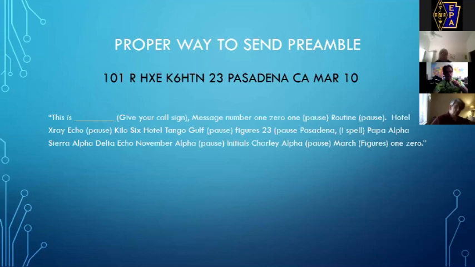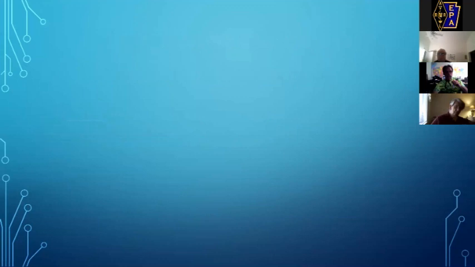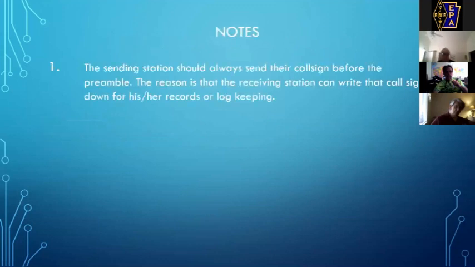Do it slow. Remember, the receiving station has to write down everything that you say. So you don't want to put anything extra in there, just exactly what's on the form. The sending station should always send their call sign before the preamble. This is because it allows the receiving station to write down who it is that's sending them the message. They may have missed the call to see who is sending it, but if you say your call sign, they're going to write it down and they're going to know who it is and have a record of who they got it from for their log keeping.